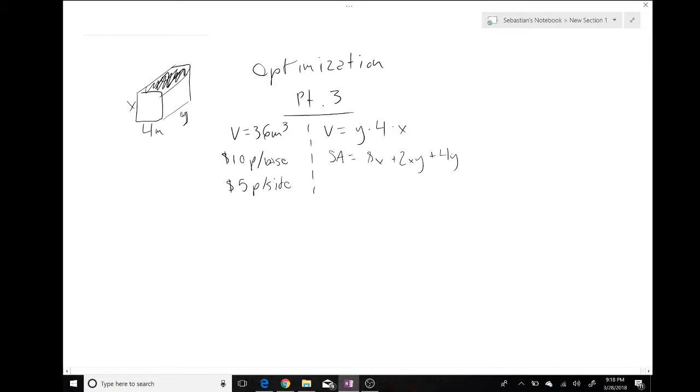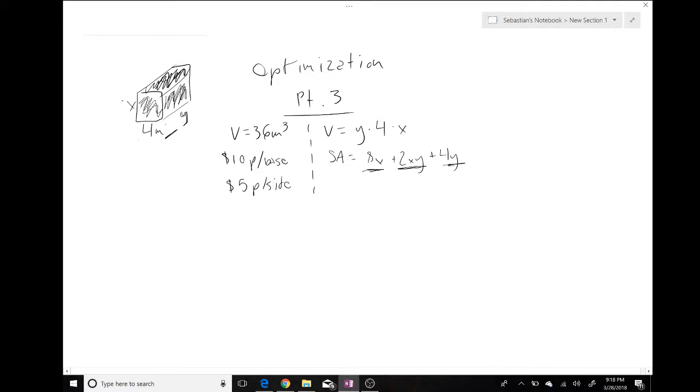How did we get this formula? 8x comes from this side here, which is x times 4, and since we have 2, we get 8x. Now, the 2xy comes from this side of the rectangular prism, and since we have 2, we're multiplying it by 2. And the 4y comes from this dimension on the bottom, from the 4 width and y length.